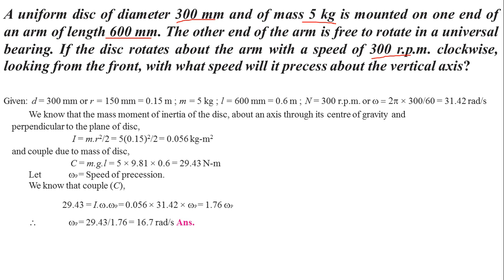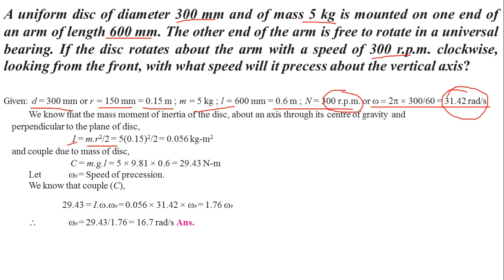First, the diameter is given, so the radius can be calculated as diameter by 2, so you get 0.15 meters. Mass is given as 5 kg, length can be converted to meters, so you get 0.6 meters. Speed is already given as 300 rpm. From there you can first calculate omega by the formula 2 pi N by 60. Substituting this, you get omega as 31.42 radians per second, and then the mass moment of inertia can also be calculated, I equal to m r square by 2.